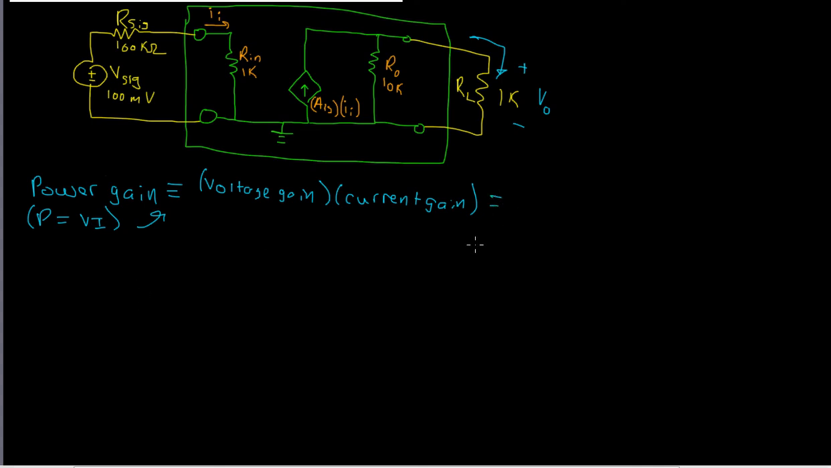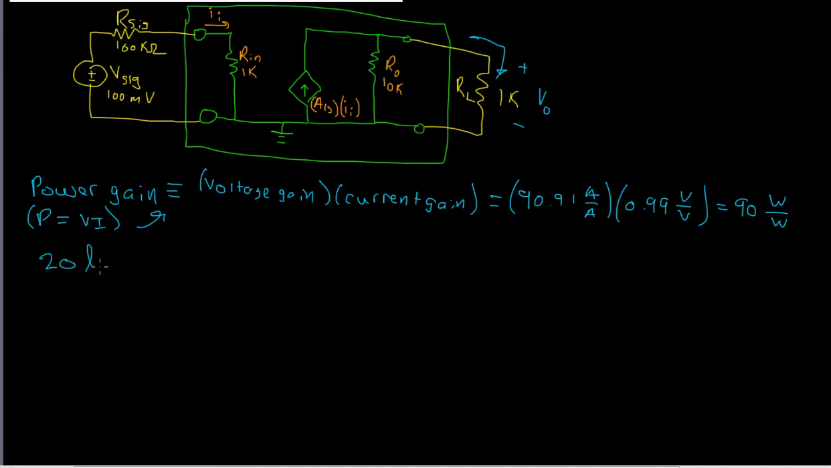So if you plug in the numbers that we got from before, you're just going to have the 90.91 amps per amp, and you're going to have the 0.99 volts per volt. And if you crunch those numbers, you're going to get 90 watts per watt approximately.